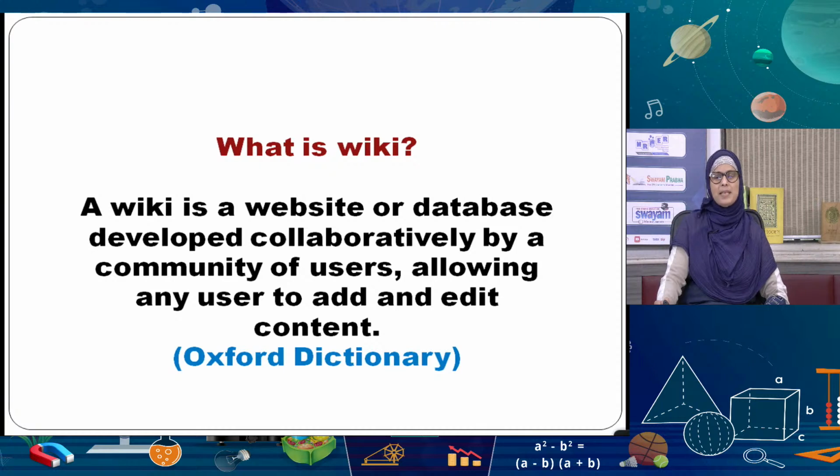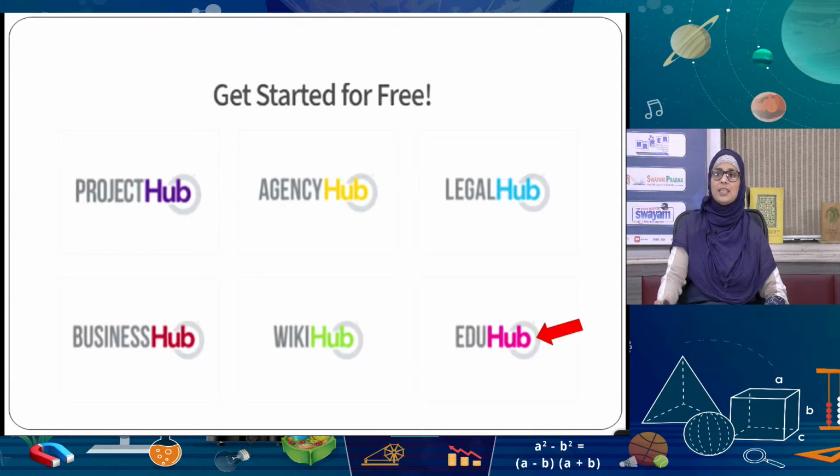Yes, there must be some confusions, but let me clarify. A wiki is a website or database developed collaboratively by a community of users, allowing any user to add and edit content. This is the definition of Oxford Dictionary. It has Agency Hub, Legal Hub, Business Hub, Wiki Hub and Edu Hub.